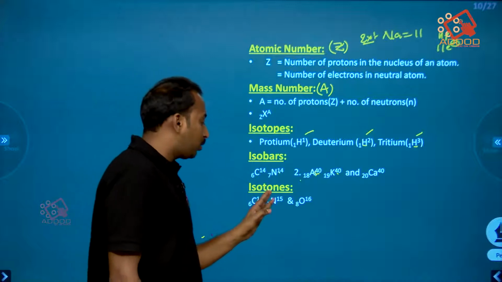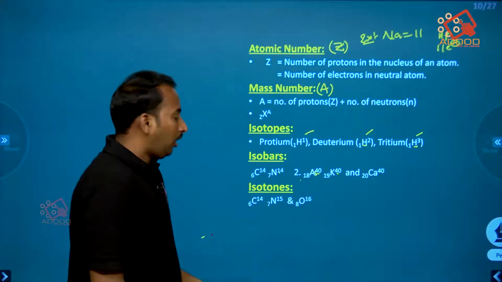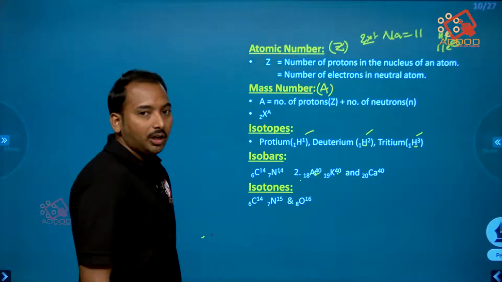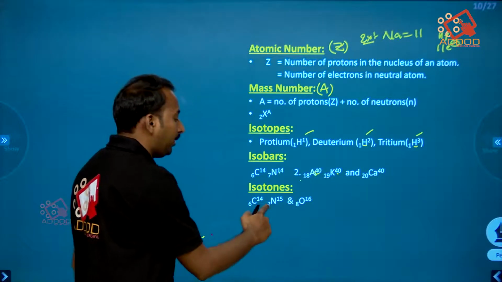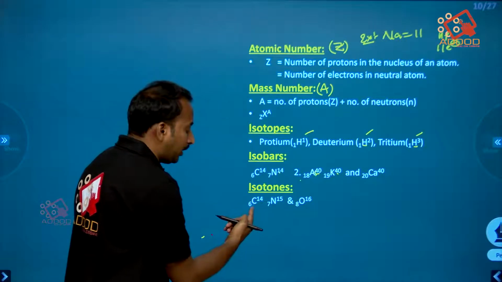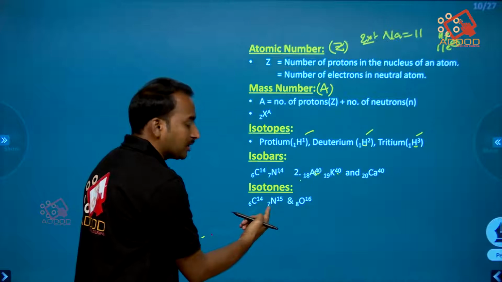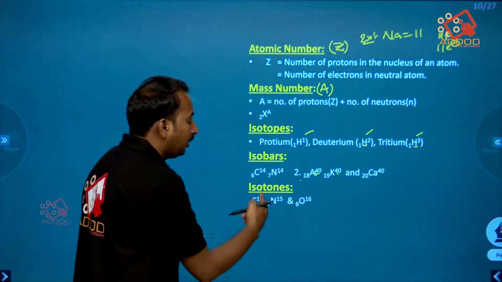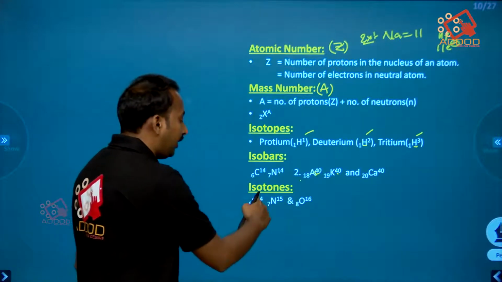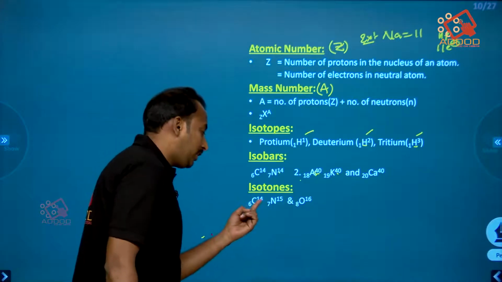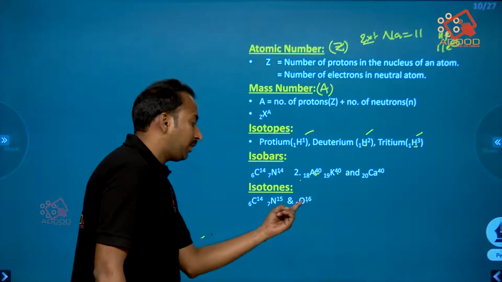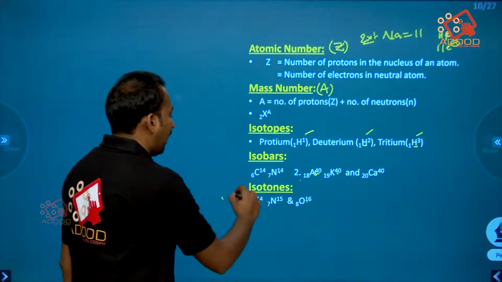And the next, isotones. So isotones means all are different. Let us see carbon, nitrogen, oxygen. These three are different elements having different atomic numbers and also different mass numbers. Carbon has atomic number 6, nitrogen 7, oxygen 8. So 14 is the mass number of carbon, 15 for nitrogen, 16 for oxygen. So these are the isotones.